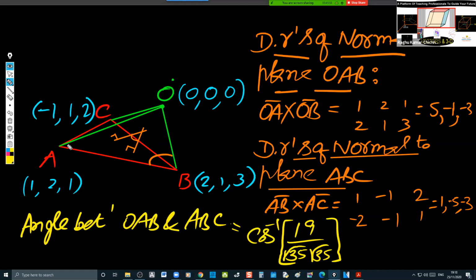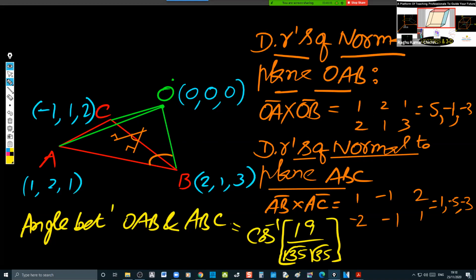If I want to find the DRs of the normal to the plane OAB, then what is to be done? I have to write OA bar cross OB bar. That's what I did. Simply, if you find the determinant, then you will get 5, minus 1, minus 3. Similarly, the DRs of the normal to the plane ABC, the base plane in the red color, is nothing but AB bar cross AC bar.